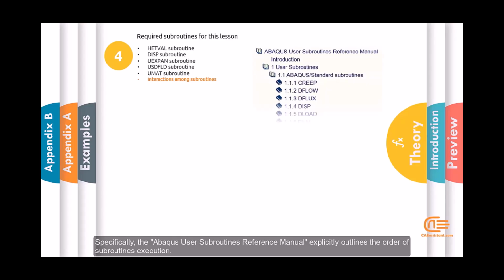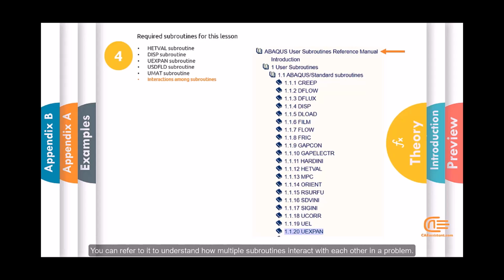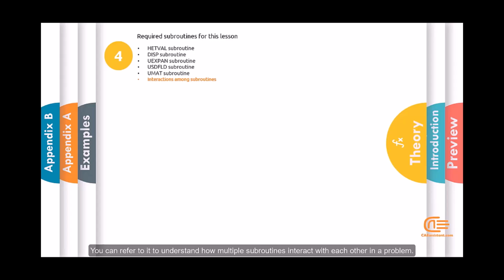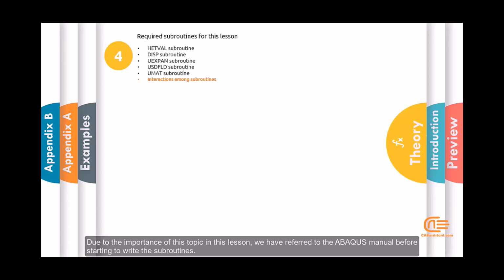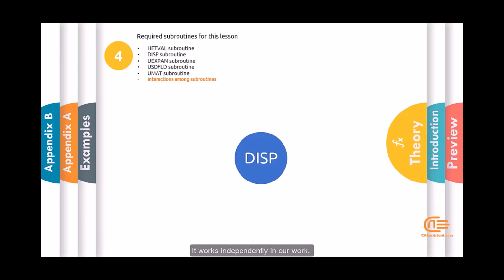Specifically, the Abaqus user subroutines reference manual explicitly outlines the order of subroutine execution. You can refer to it to understand how multiple subroutines interact with each other in a problem. Due to the importance of this topic in this lesson, we have referred to the Abaqus manual before starting to write the subroutines. The first subroutine we have used is DISP, which solely depends on time and doesn't rely on other subroutines. It works independently in our work.